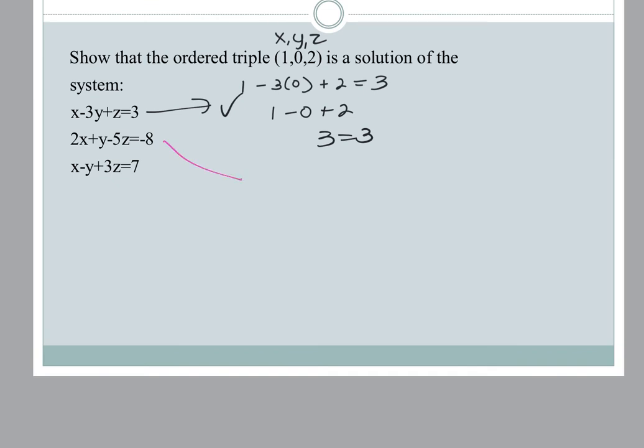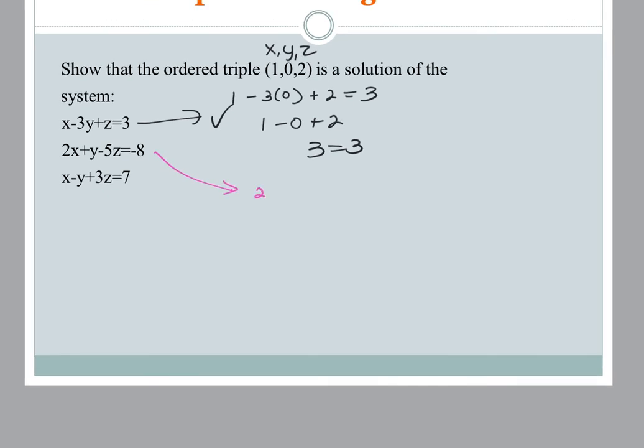Then we go to the next one. 2 times 1 plus 0 minus 5 times 2 equals -8. 2 plus 0 minus 10 equals -8. And -8 equals -8. We're plugging in the X, the Y, and the Z. The X we're replacing with the X it gives me, which is 1. The Y we replace with 0, and the Z is 2.